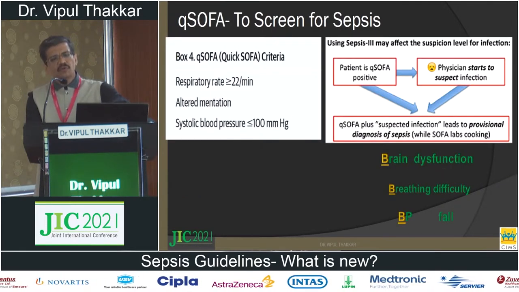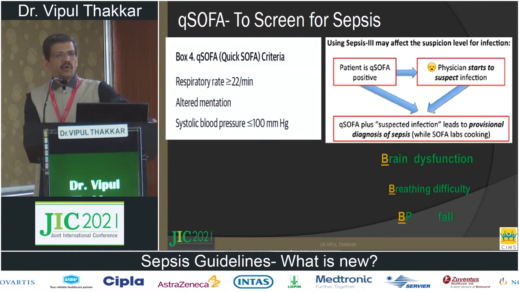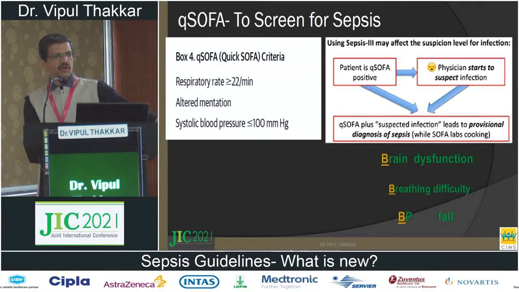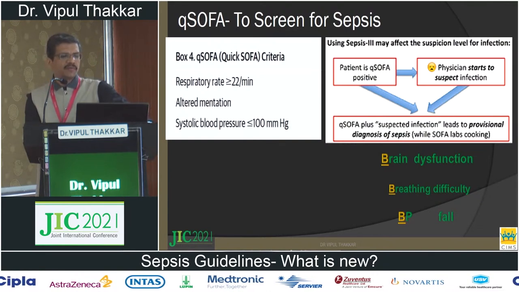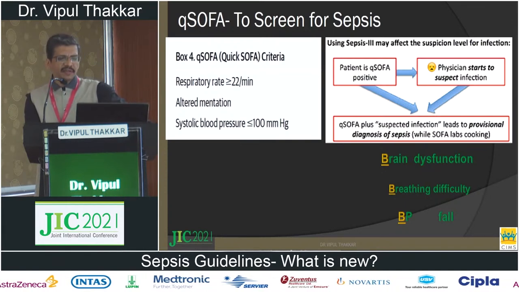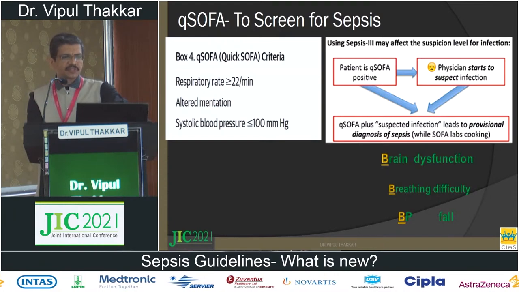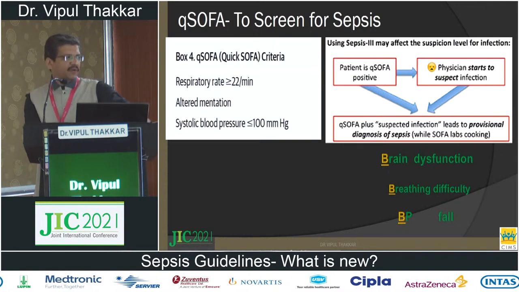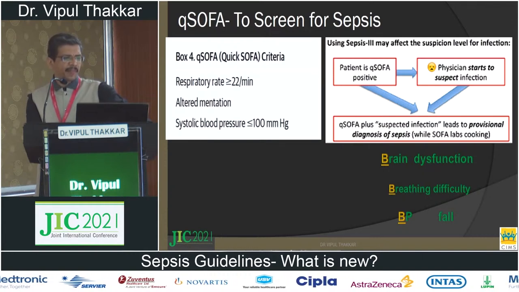When you screen for sepsis, there is the quick SOFA scoring system. Any 2 or 3 out of 3 will prompt you to think of sepsis: any rise in respiratory rate above normal, any drop in BP, or any alteration in mentation. If the qSOFA score is positive, the physician should start thinking of sepsis, and if you have a suspected source of infection, it is a very likely diagnosis of sepsis. A mnemonic you can remember: brain, breathing and BP. If there is any abnormality of these, you should think of sepsis with associated infection.